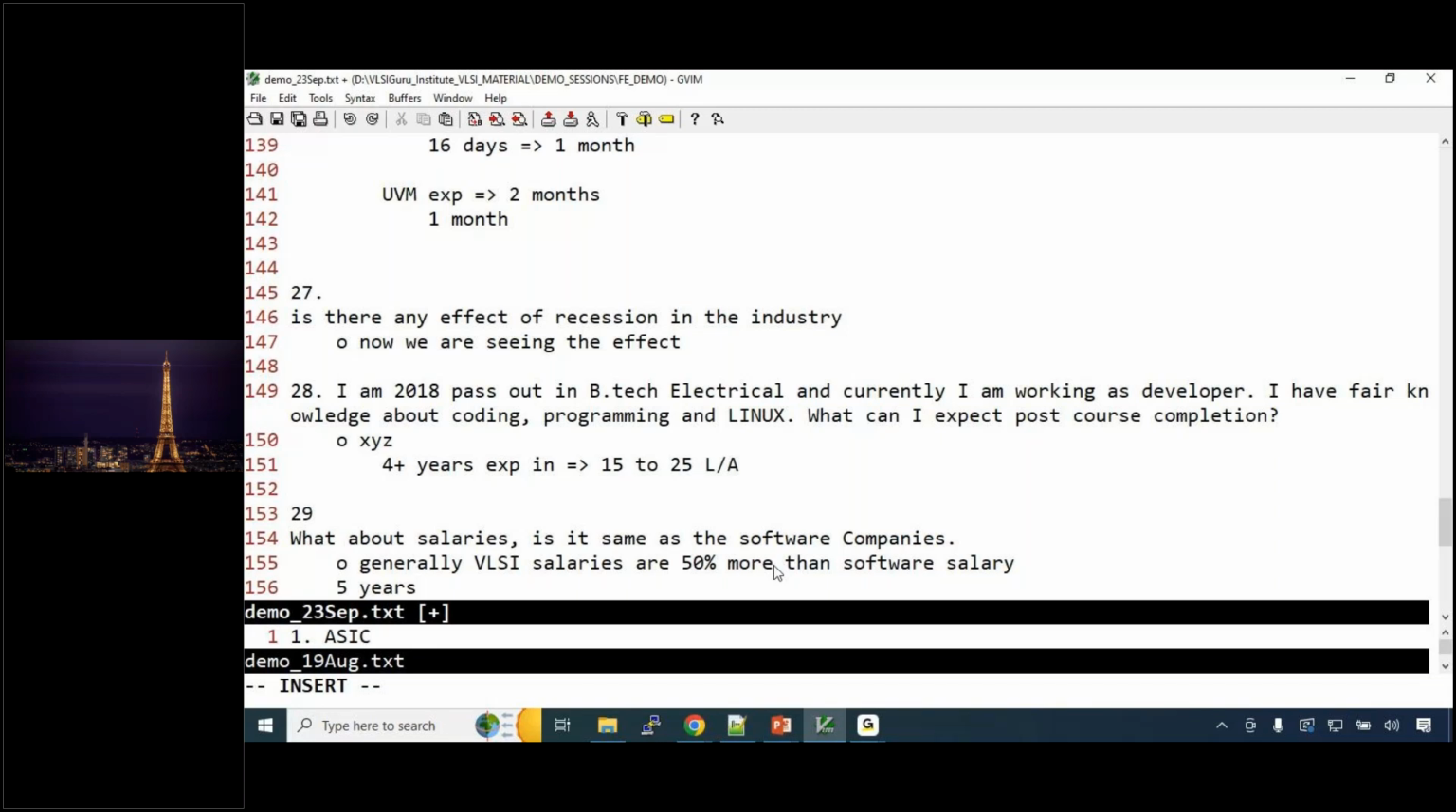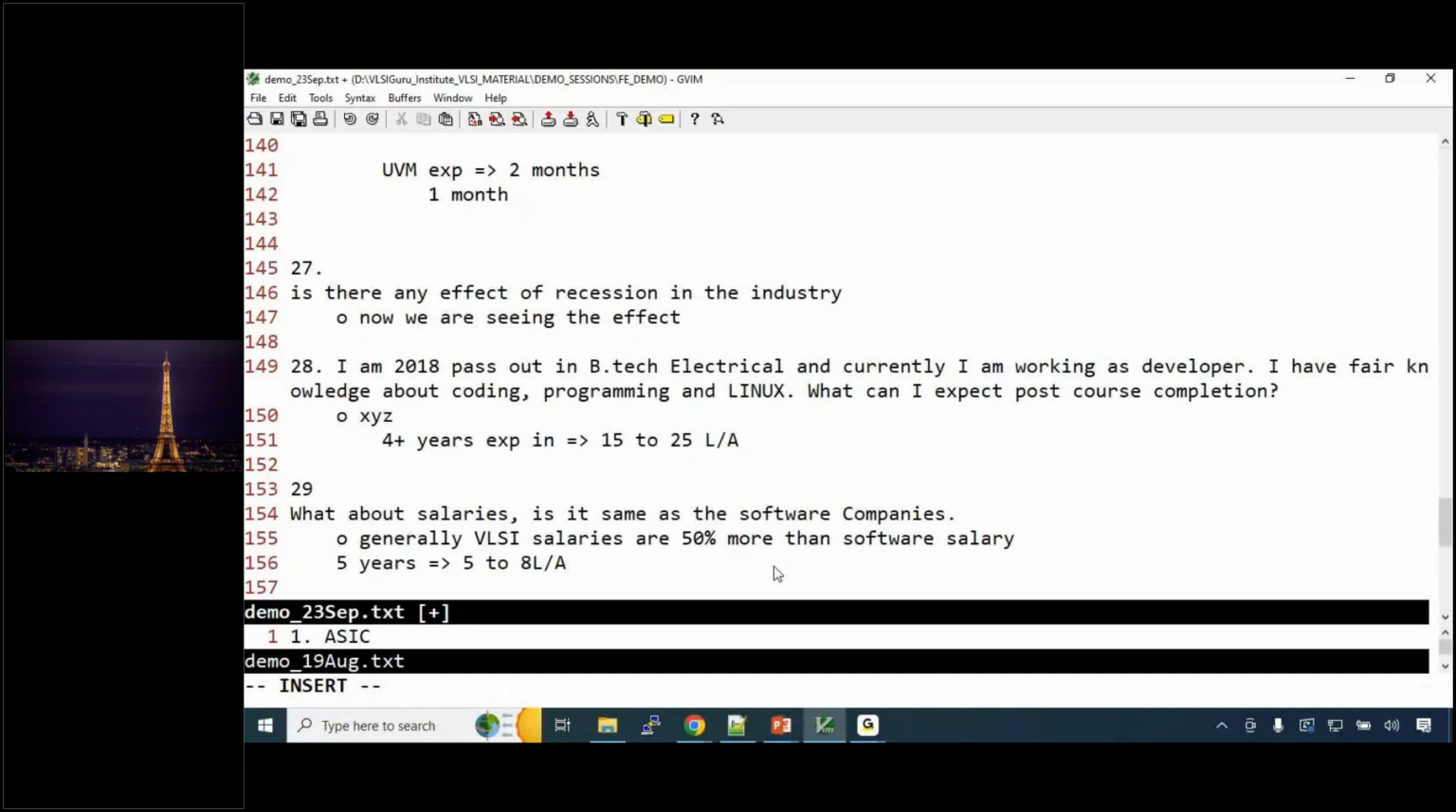In other companies, salary won't be very high. Let's say this person in software gets anywhere between 5 to 8 lakhs per annum. In VLSI, people could easily get 15 to 25, 30 lakhs per annum. It's possible. Even with 5 years experience, people get easily 15 lakhs per annum. So VLSI is a well paid domain.